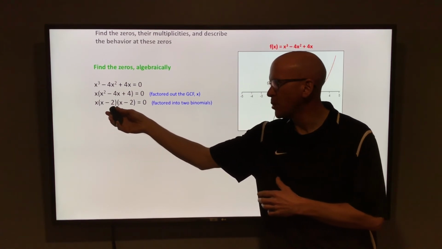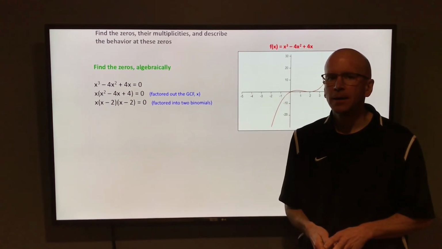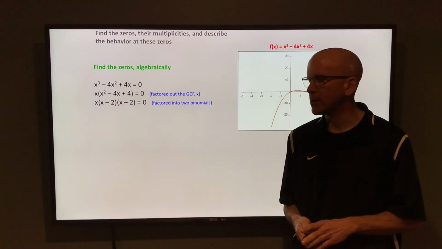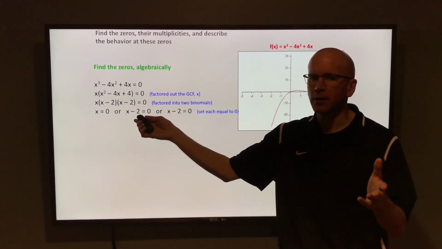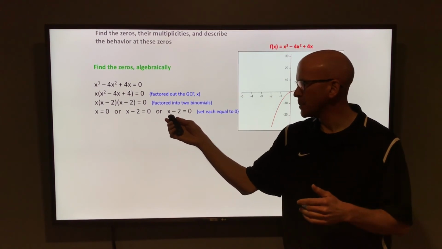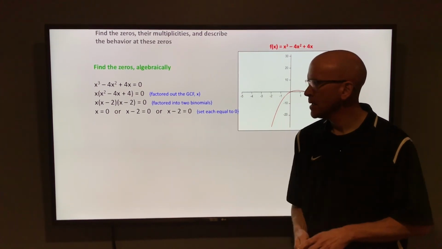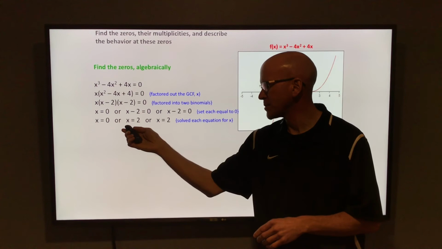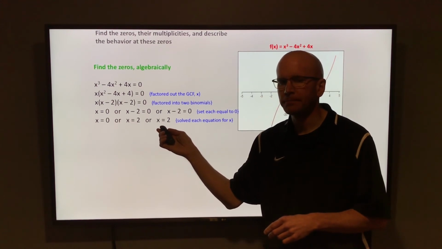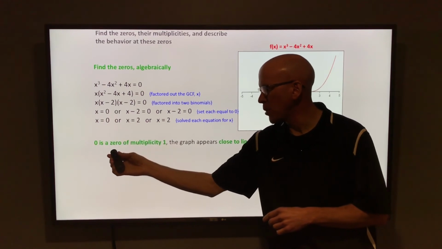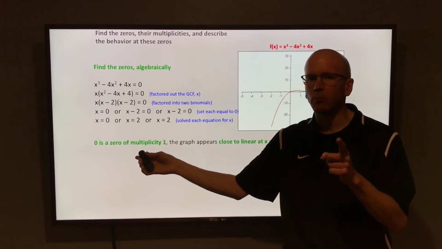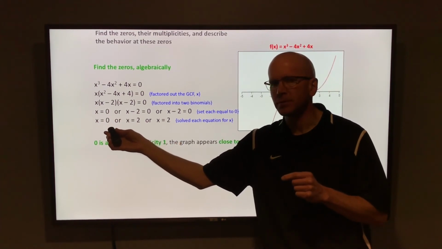All three of those multiply together to equal 0. So that means all three of those could be equal to 0. X could be 0, x minus 2 could be 0, or since we're talking about multiplicities now, x minus 2 could be 0 again. So you get x equals 0, x equals 2, and x equals 2 again. So that 0, where x equals 0, has a multiplicity of 1. In other words, it shows up once in our list of solutions.